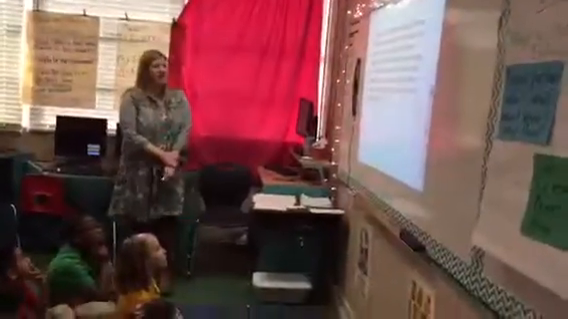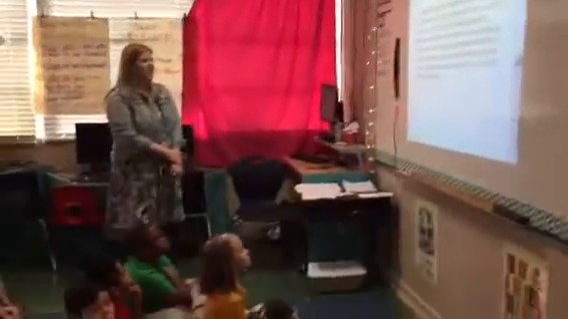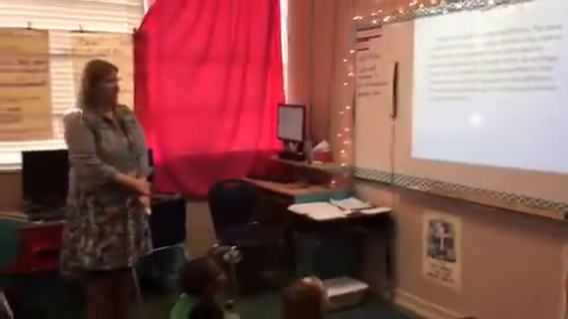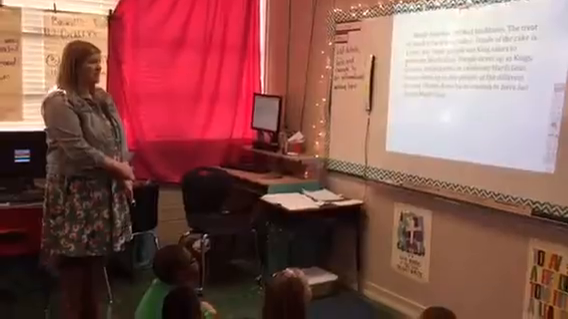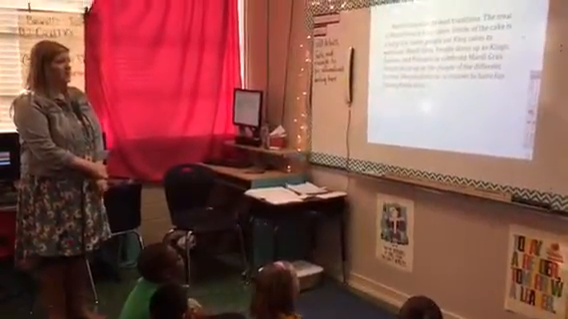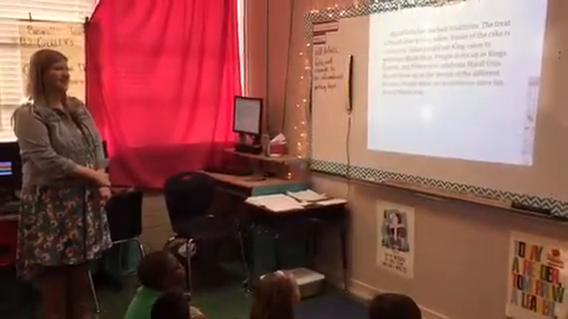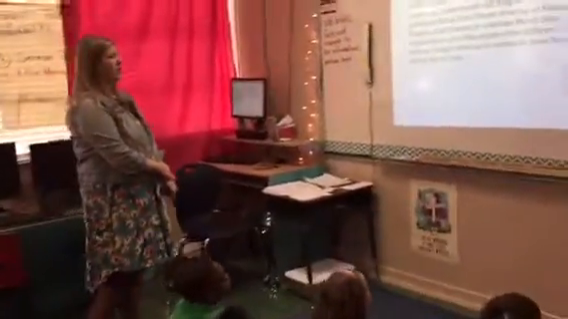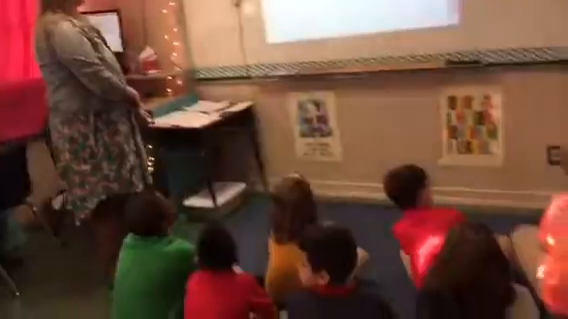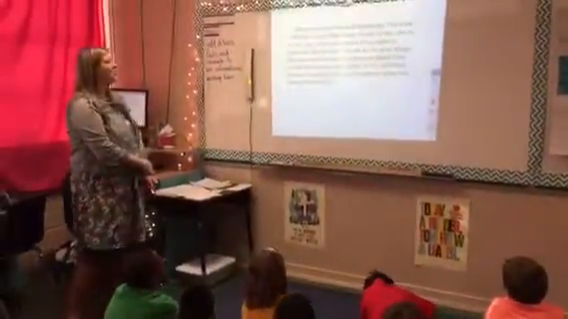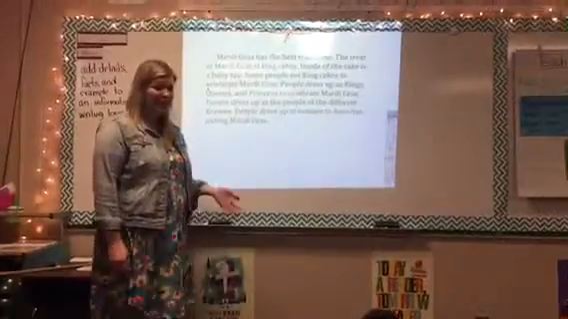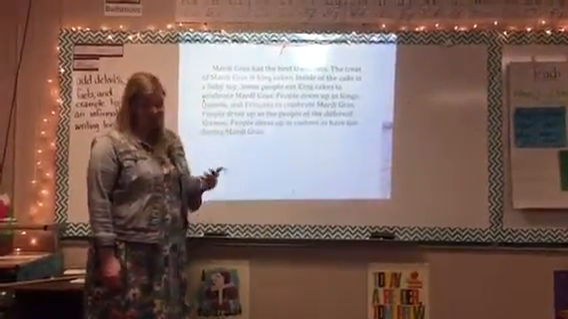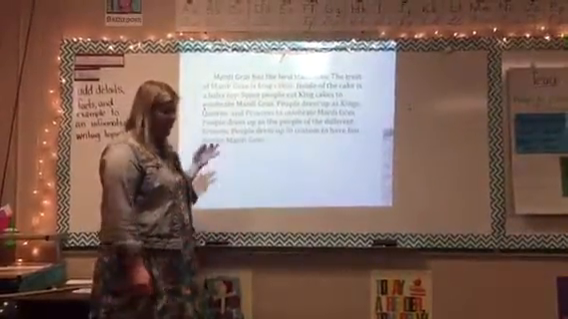Here we go. Mardi Gras has the best traditions. The treat of Mardi Gras is king cake. Inside of the cake is a baby toy. Some people eat king cakes to celebrate Mardi Gras. People dress up as kings, queens, and princesses to celebrate Mardi Gras. People dress up as the people of the different crews. People dress up in costumes to have fun during Mardi Gras. And it's a really good example of adding details to give more information to make our writing more interesting. This writer did a really good job.